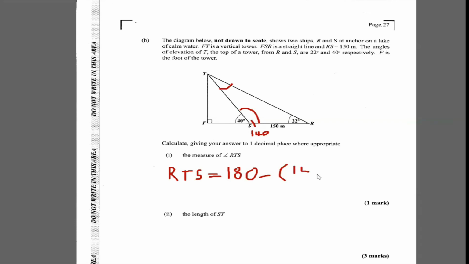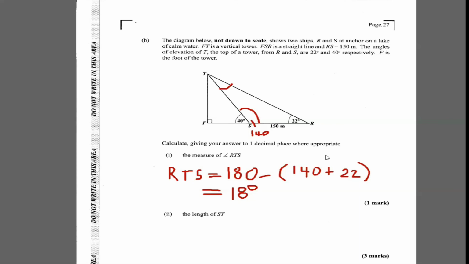Because angles in a triangle sum to 180, that's the easiest way to find angle RTS. When you do that, what we're going to get for angle RTS is 180 minus 140 plus 22, which is 18 degrees. This is 18 degrees, so that's angle RTS. Nice and easy.